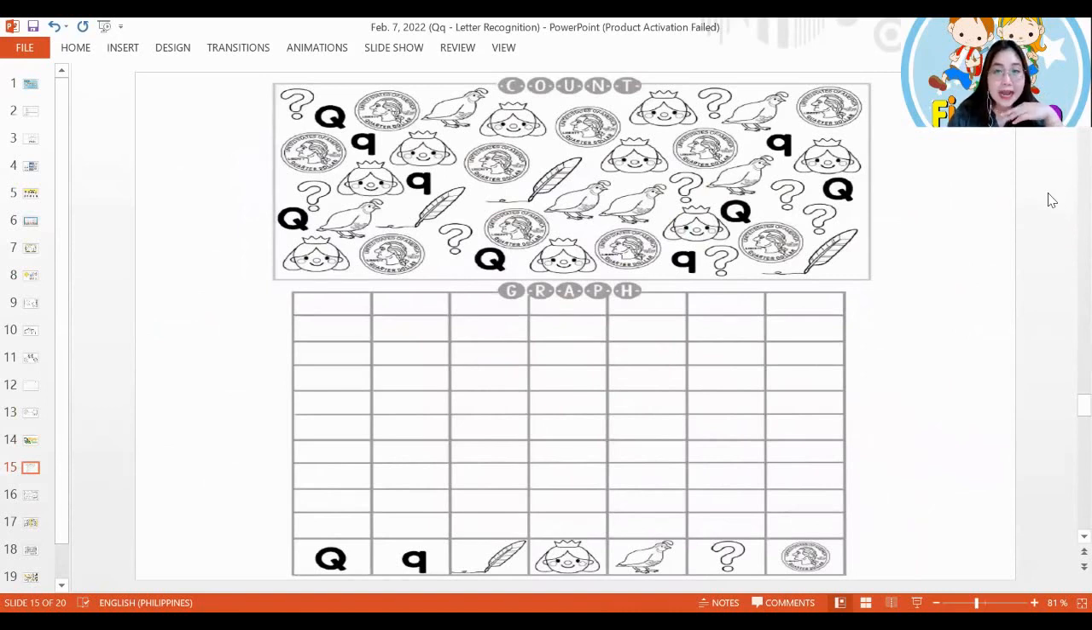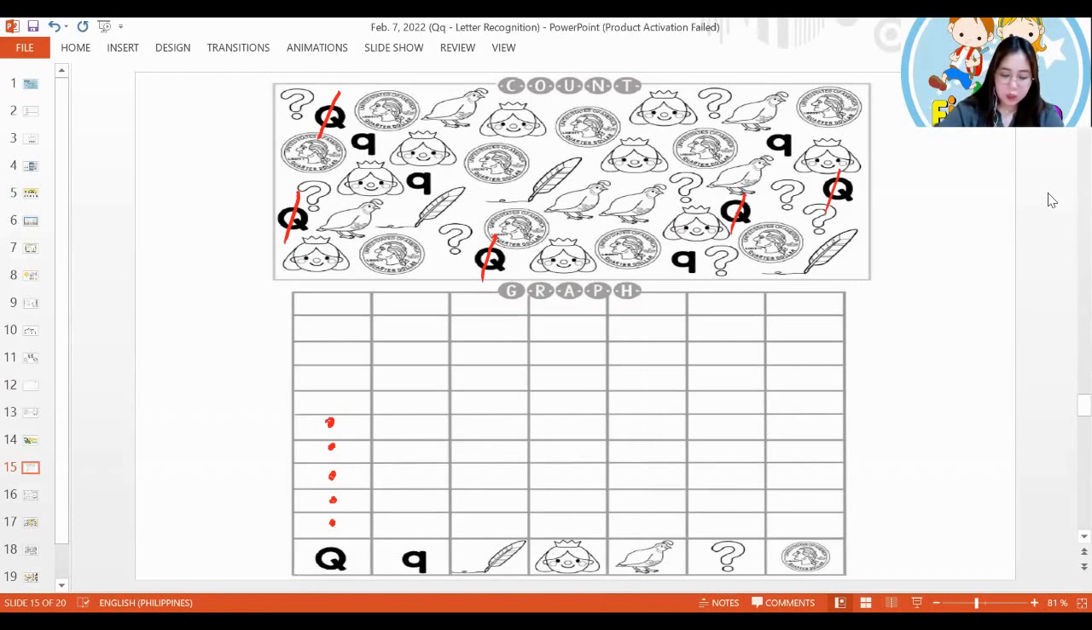Let's start by counting and graphing, okay? So let's count and graph. Let us start by looking for our capital letter Q. 1, 2, 3, 4, 5. 5 capital letter Q, so that should be 5 dots. 1, 2, 3, 4, 5. 5 dots.